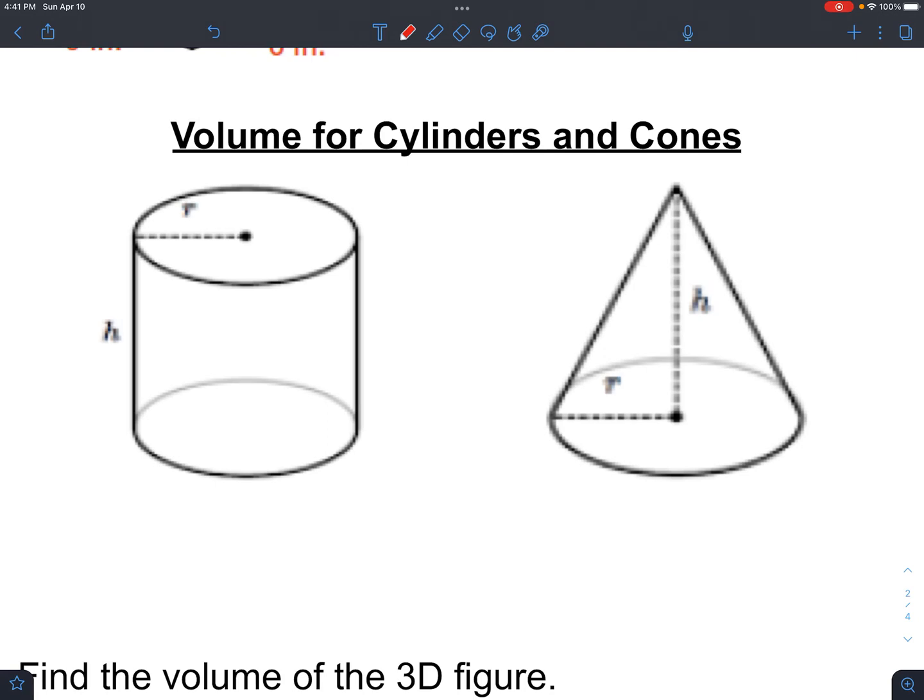And for cylinders and cones, it actually has a similar story. We just talked about why it's this, and the cone, no matter if it's a slanted cone or a perfectly centered cone like this one, it's just 1/3 of the cylinder.